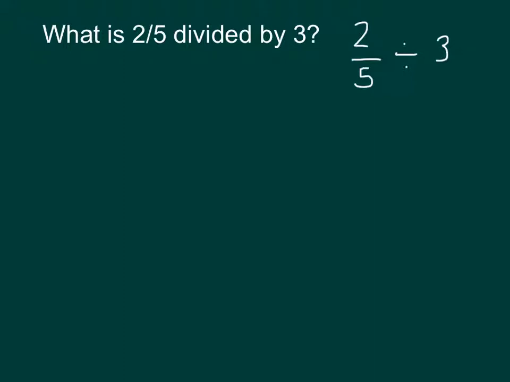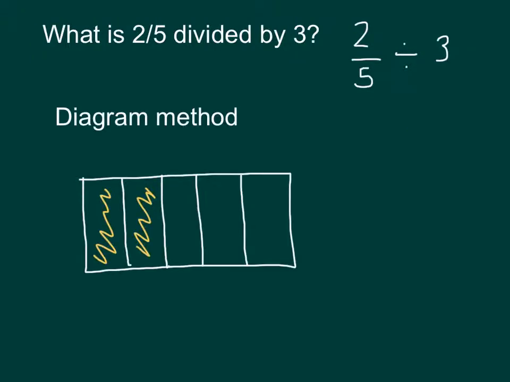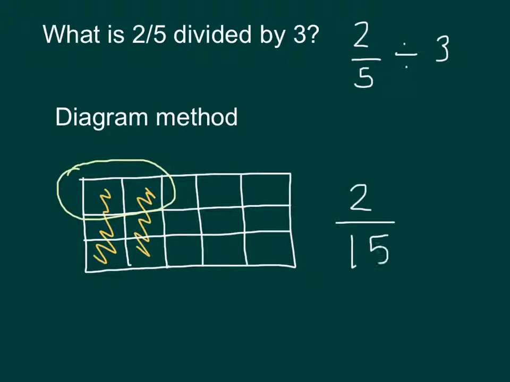Here's another example. We have a fraction divided by a whole number, written over here. If I'm using the diagram method, I might start with a picture like this that stands for 2/5. And then I'm going to split this into 3 portions. You can see I've got 15 pieces now. And if I take those pieces that were shaded and take 1/3 of them, I get 2 right over there. So that's my answer, 2/15.